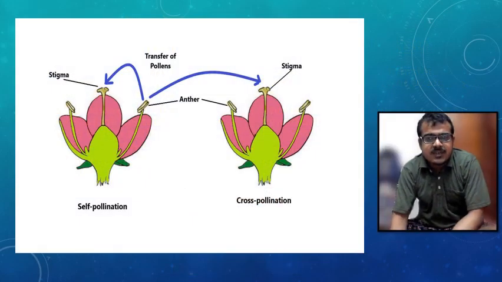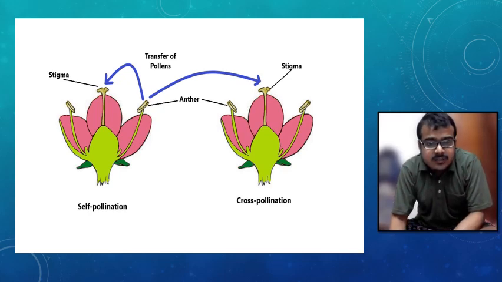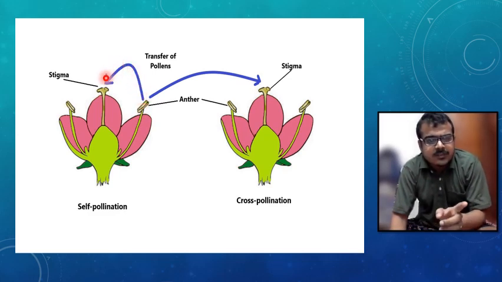Now here you can see a diagram that explains self-pollination and cross-pollination. So here the pollen grains are transferred from the anther of this flower to the stigma of the same flower. In the first flower, see, the pollen grains are transferred from the anther to the stigma, same flower.